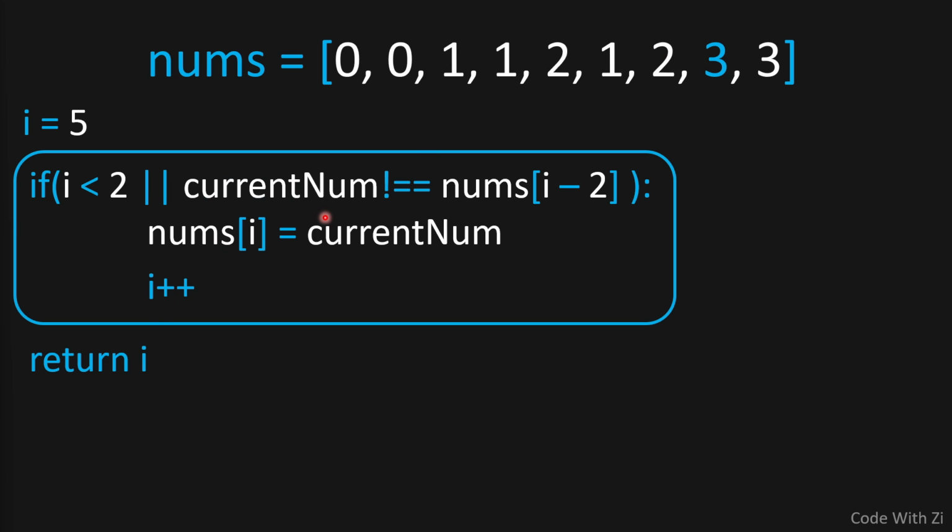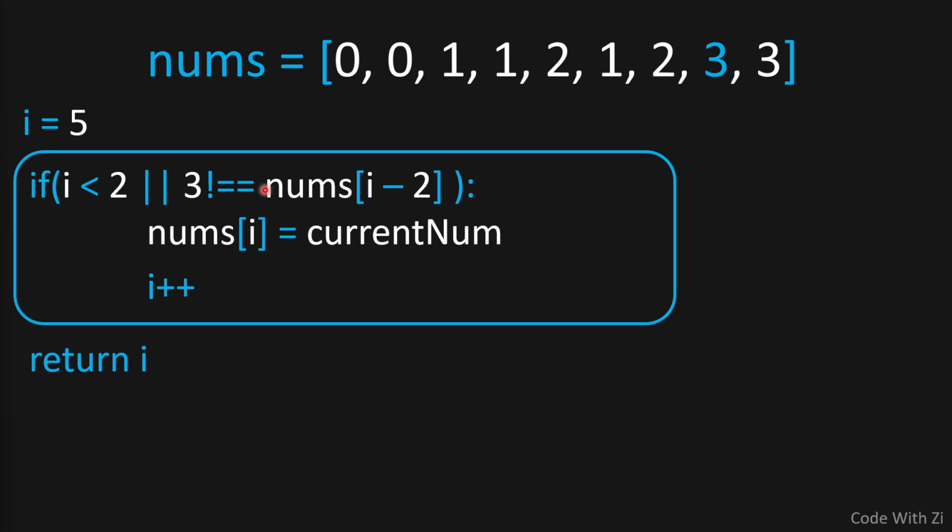And then in the next round, I is not smaller than 2, so I have to check this condition. Current number is 3. Nums at the index of I minus 2, meaning nums at the index of 3, because I minus 2 is going to be 3. That's going to give us this number 1 that we have here. Is 3 not equal to 1? Nope, they're not equal. That's awesome.